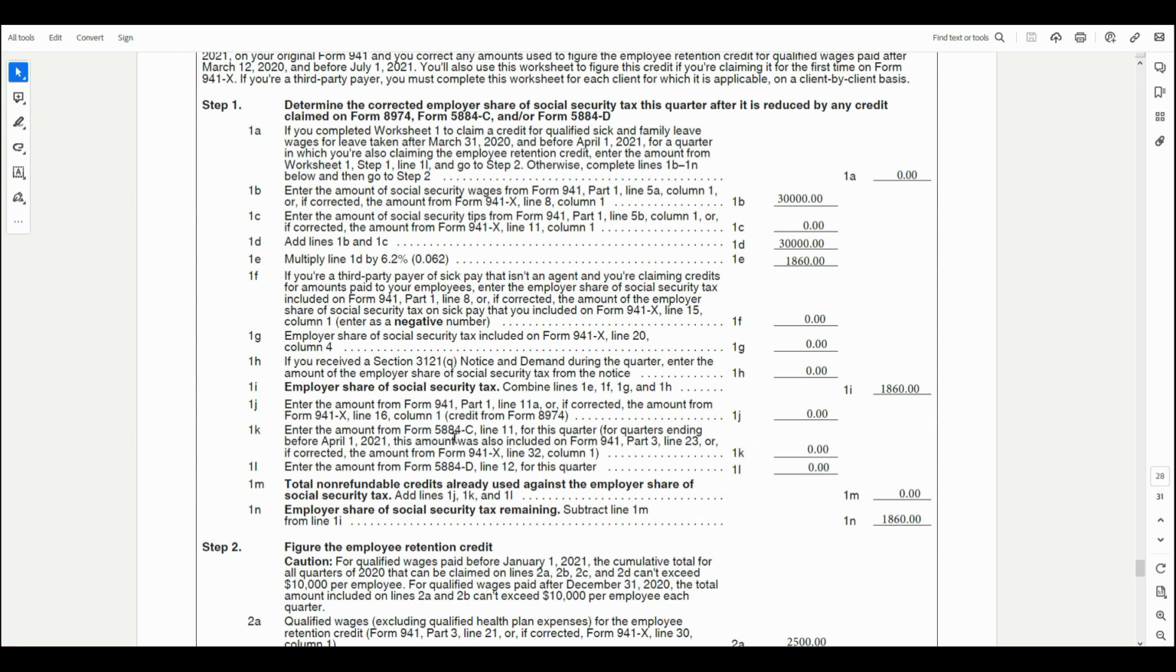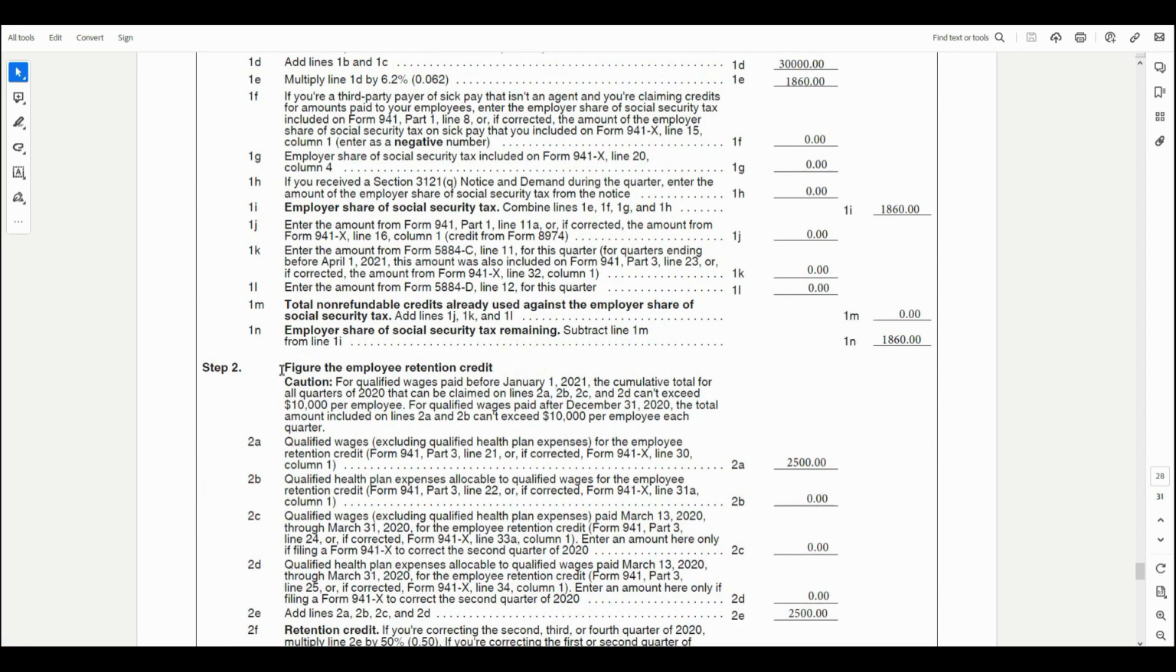Enter the amount from 5884C. We have 0. Enter the amount for 5884D. Again, we have 0. And then at the end of the day, we have in line 1N here, employer share of Social Security tax remaining. Again, we have the 1860.